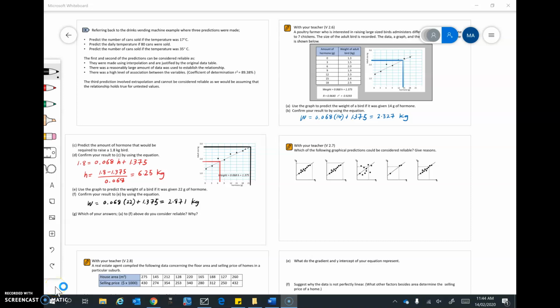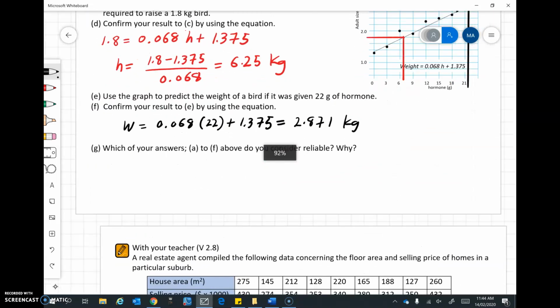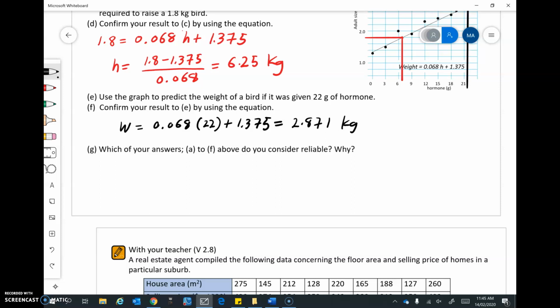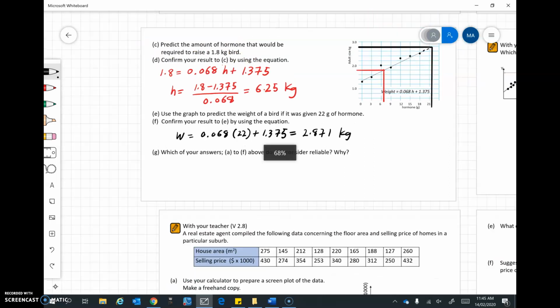So general math students, in the previous video we nearly completed this poultry farmer example V2.6, but we didn't do part G, which was asking which of the answers we could consider to be reliable predictions. So I'm going to talk to you about how we determine whether a prediction is reliable.